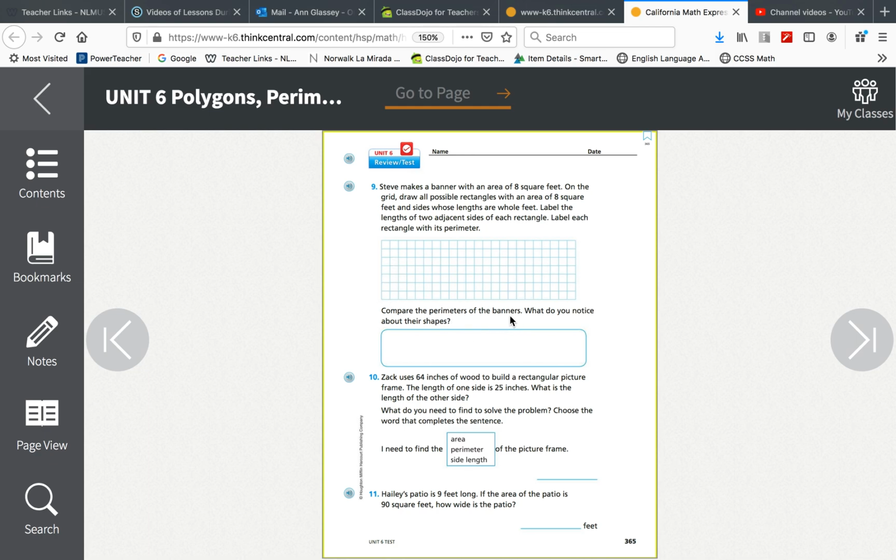Compare the perimeters of the banners. What do you notice about their shapes? For example, does a longer perimeter have a different shape than a shorter perimeter? When you draw the area, when you're just looking at area, you're going to get different perimeters.